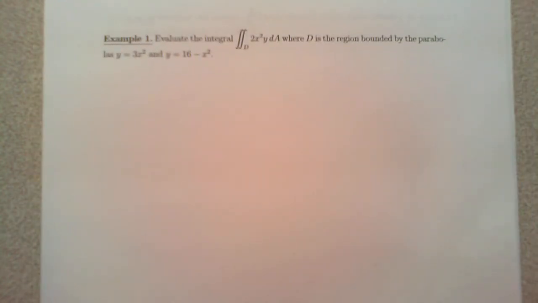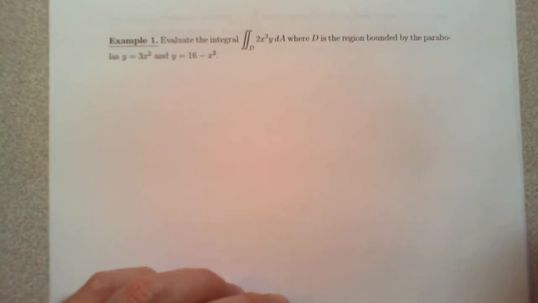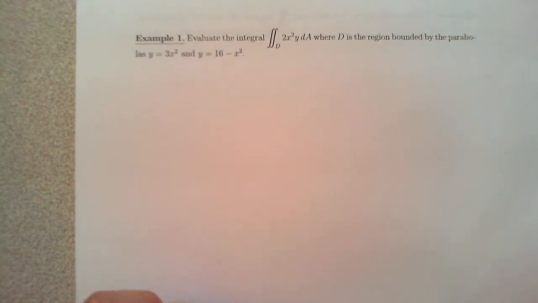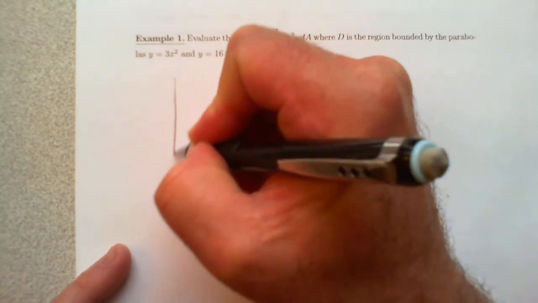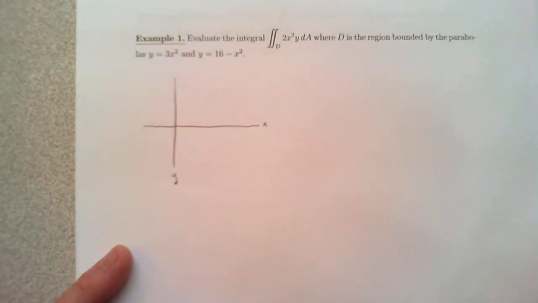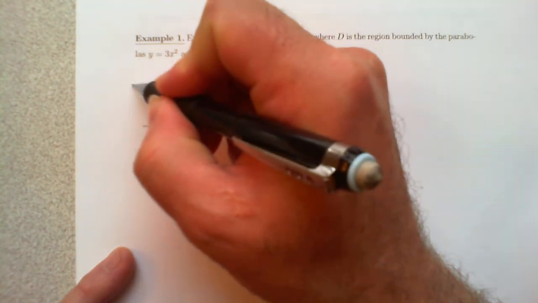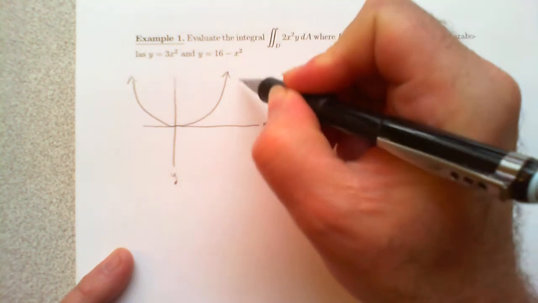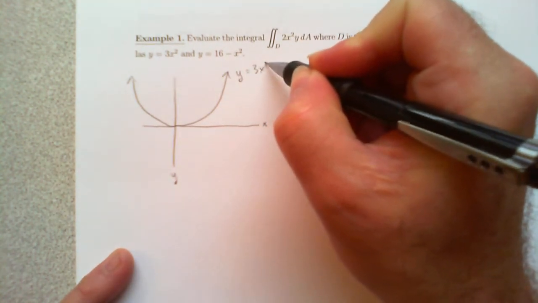Evaluate the double integral where the region is bounded by the parabola y equals 3x squared and y equals 16 minus x squared. The first thing to do on any of these is to draw a picture so you can get a bearing on which type of entering in the domain you would like to do. Let me draw the XY plane here. The easiest one is y equals 3x squared. Let me put that on there.